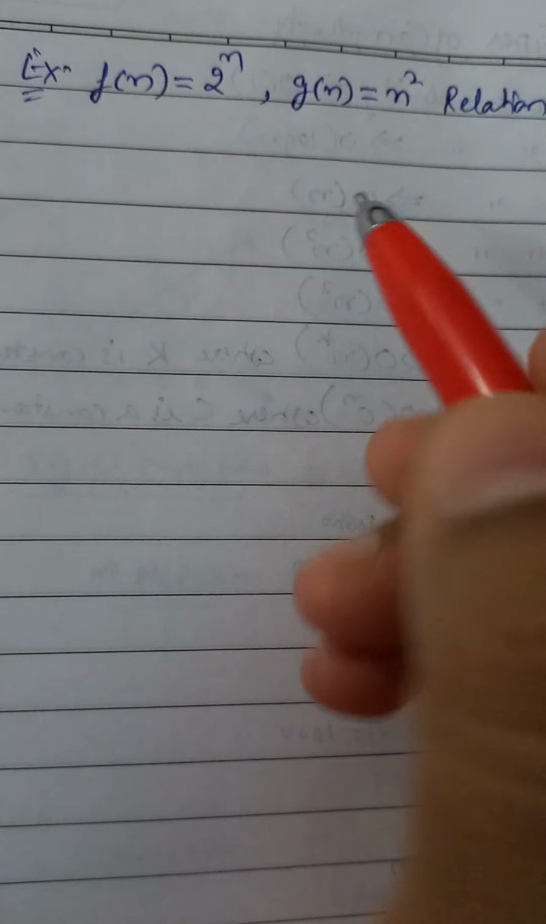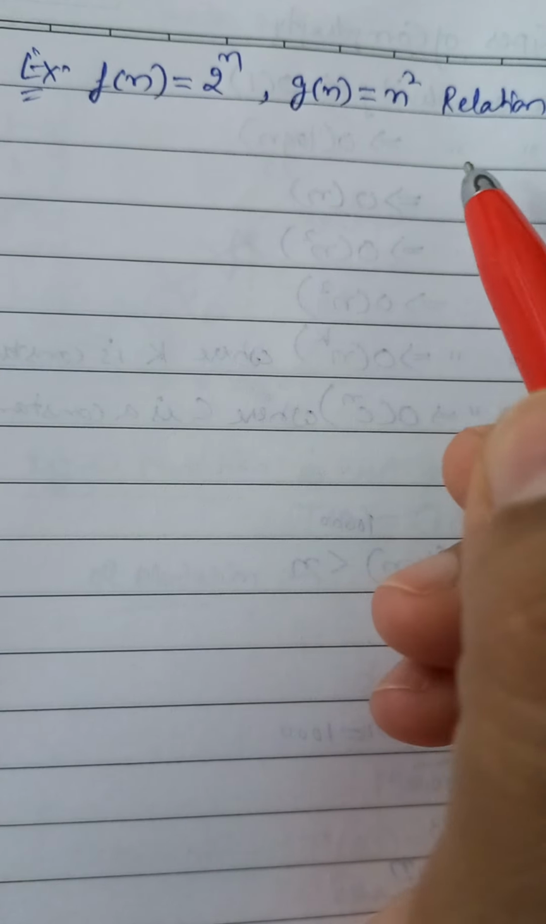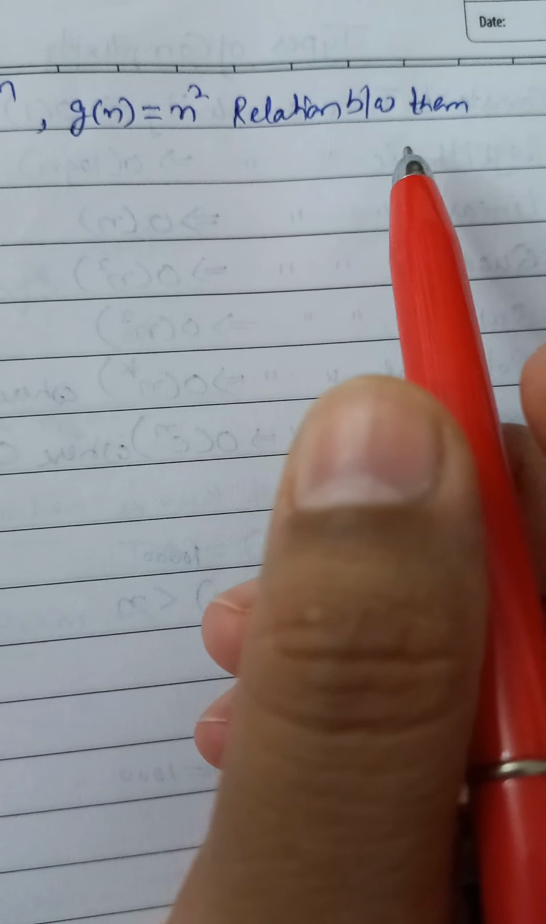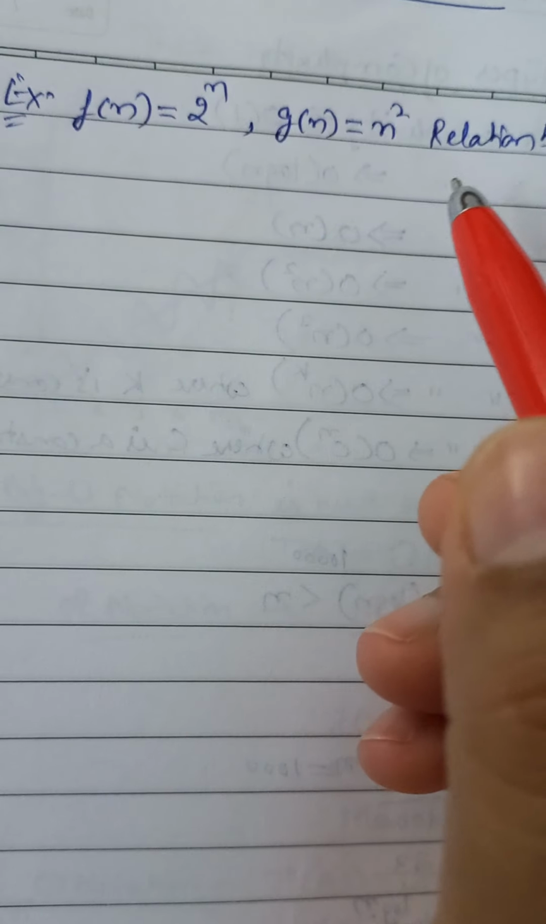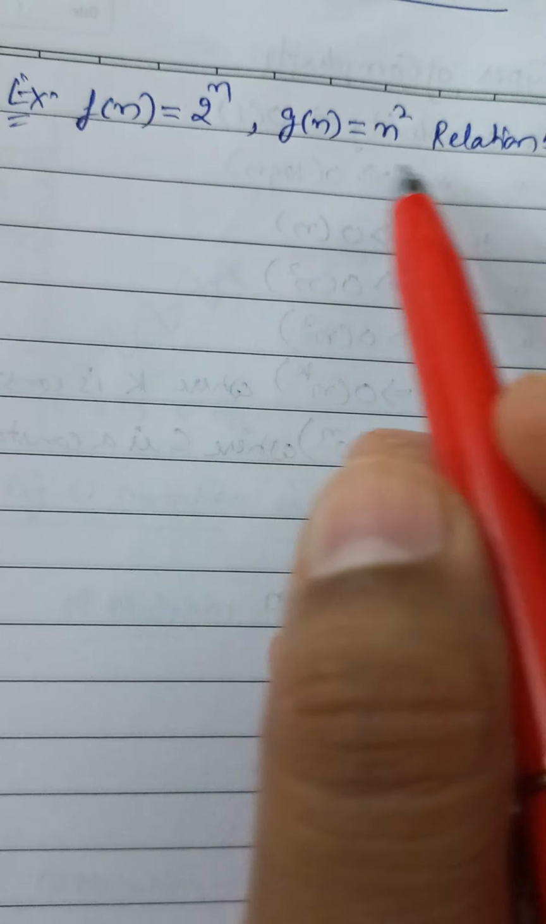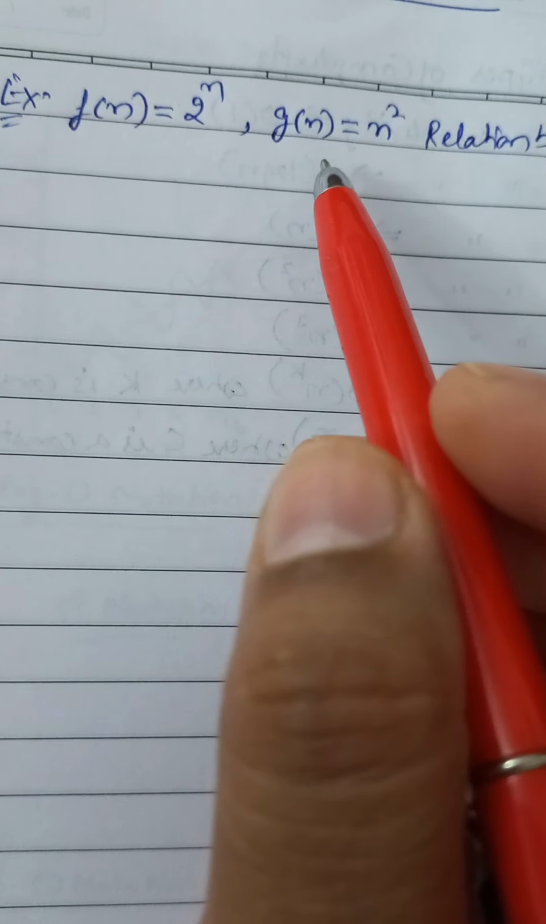Today we are going to find out the relationship between them. Suppose this is an example, and based on the complexity notations, big O notation, omega notation, theta notation, we are going to solve this. We need to find out the relationship between them.